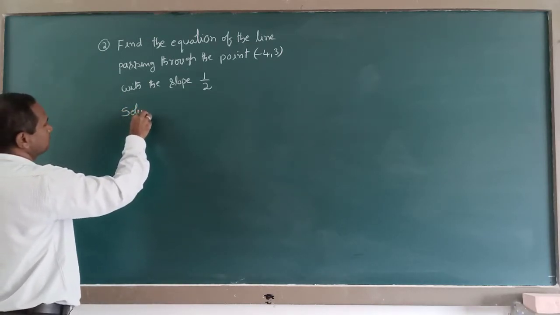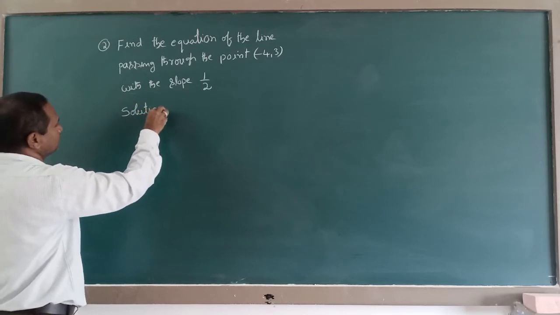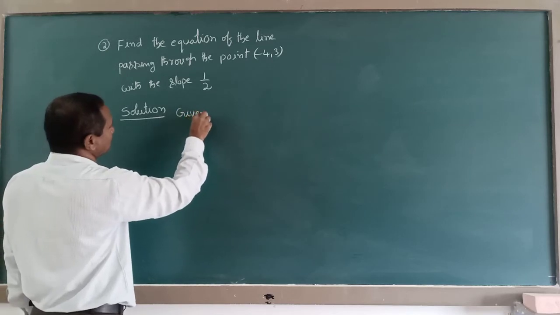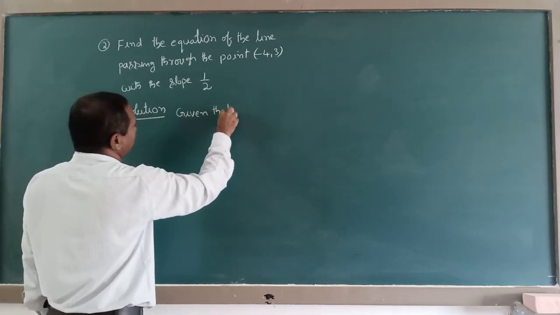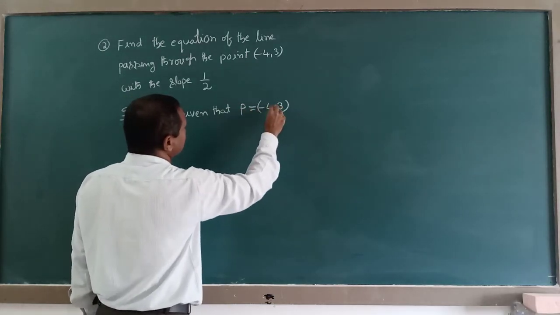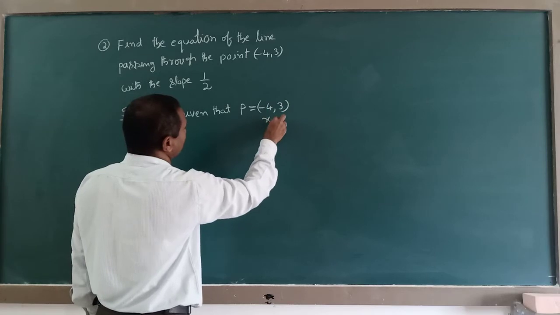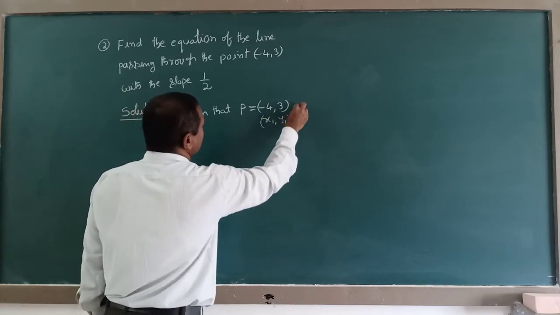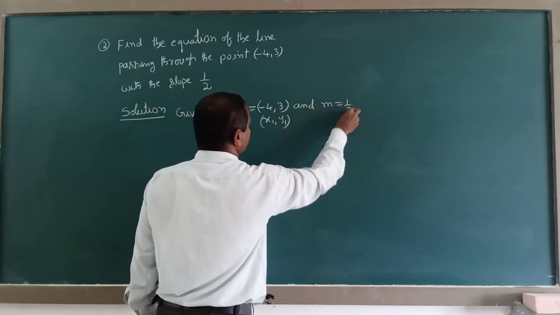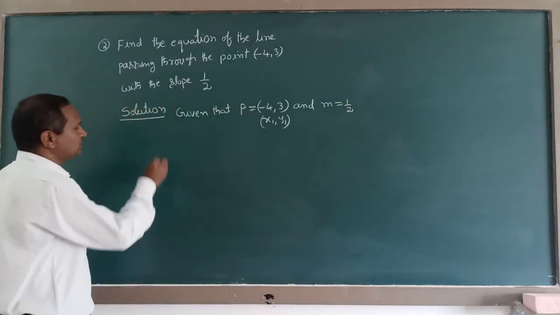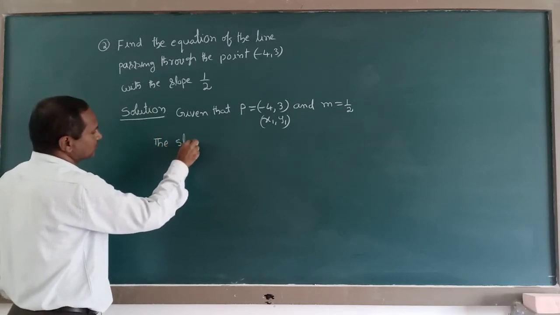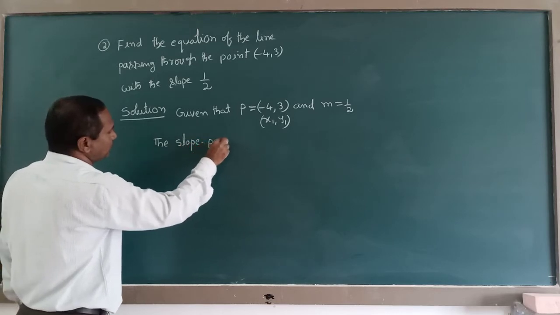Solution for this question is, given that P is equal to minus 4 comma 3, which we consider as x1 comma y1, and slope m is equal to 1 by 2. Next you have to apply the slope point form of the line.